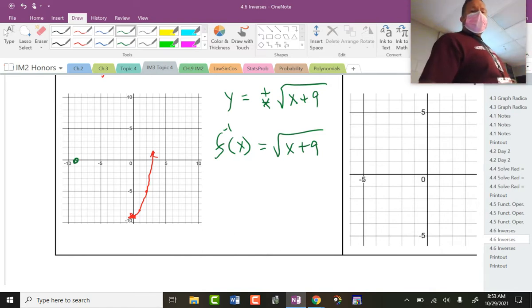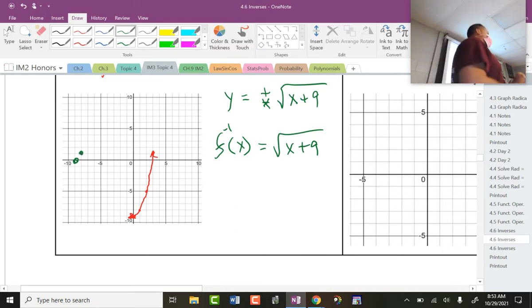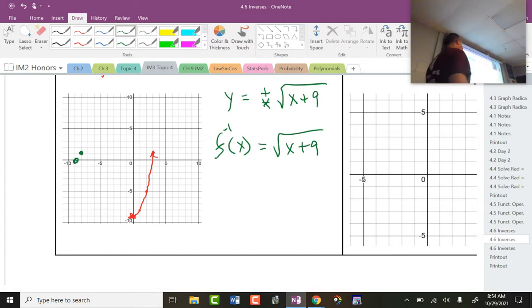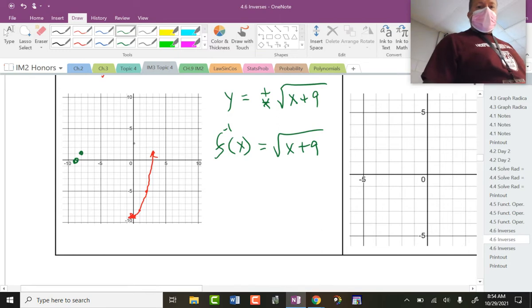But -8 plus 9 is 1. Square root of 1 is 1. And I told you 3 points. Fine. 0 is okay, but it's not the starting point. What's 0 plus 9? 9. What's the square root of 9, everybody? 3. So it's 1, 2, 3. Okay. So this is what I get.